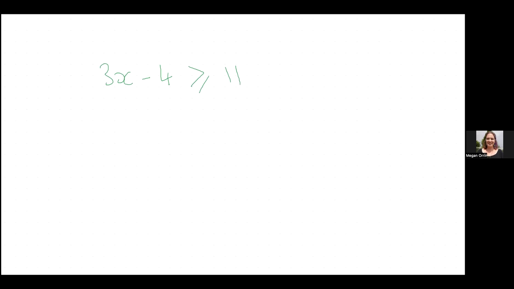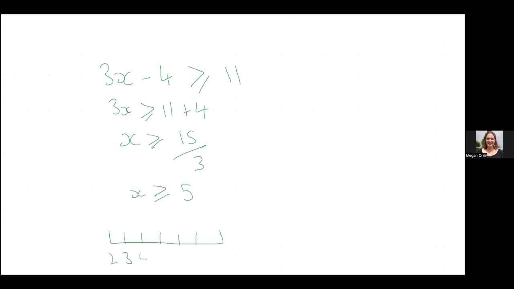Plus 4, right? So I'm bringing over the 4 as a positive, and then what do I do? 15 over 3. So X is not 5. X is greater than or equal to 5. So then if I had to draw a number line to go with it, which some questions might ask you to do, I might have a little number line here. And then I'm going to do a closed circle and go up from 5.